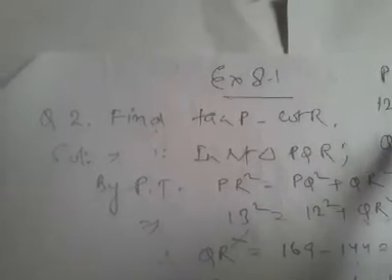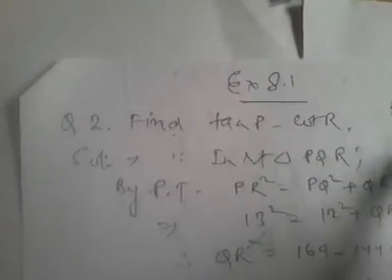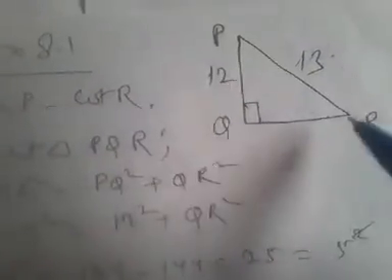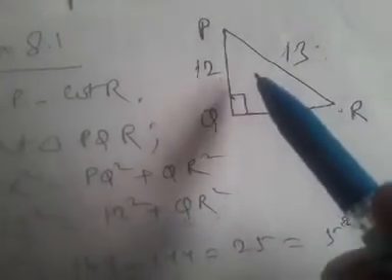Here you have to find tan P minus cot R in this triangle PQR, where PR is 13 centimeter and PQ is 12 centimeter.